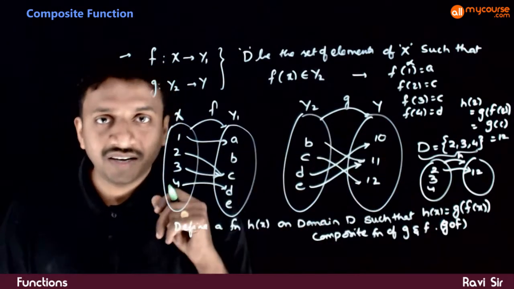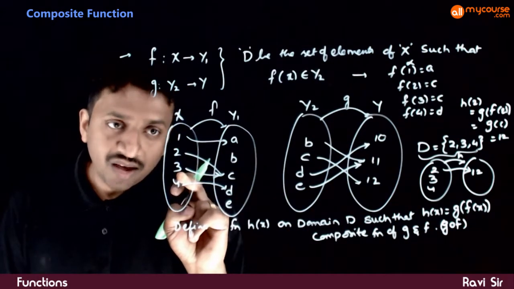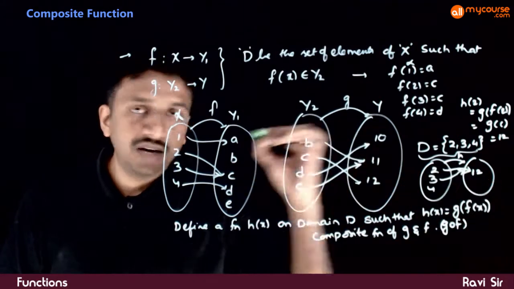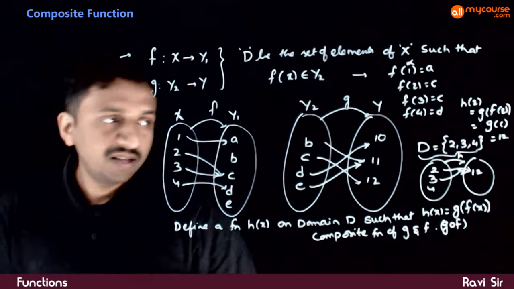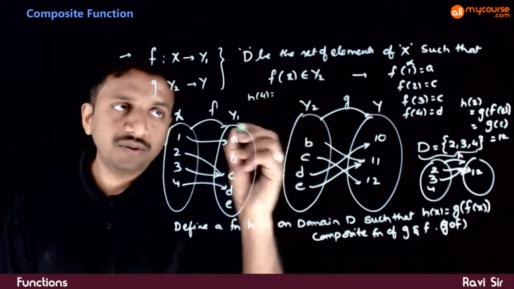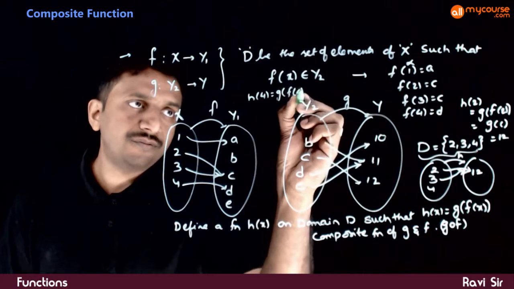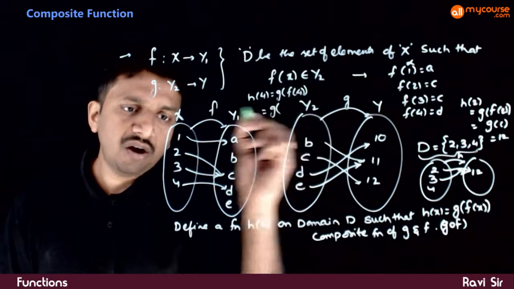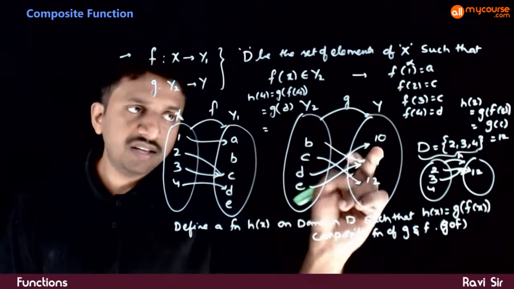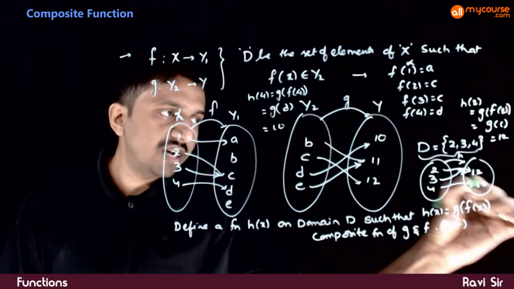Now, what is 3 related to? h of 3 is g of f of 3. f of 3 is c and g of c is 12. That is, 3 is also related to 12. And what is h of 4? By the definition, h of 4 is g of f of 4. f of 4 is d, and g of d is 10. So that means 4 is related to 10.